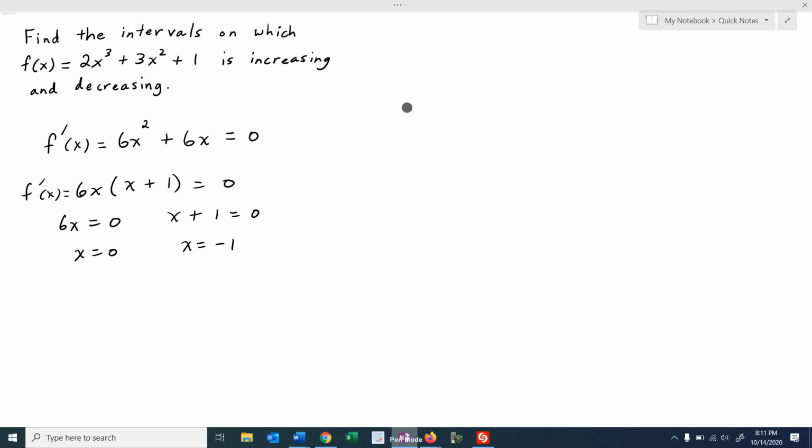Now, what we're going to do is create what's called a sign chart for the first derivative. Starting at negative infinity, the first place that we have a possible transition from the derivative being positive to negative or vice versa is at negative 1. And then the next spot where that transition might happen is at 0. And then after that, we have no possible transition points.